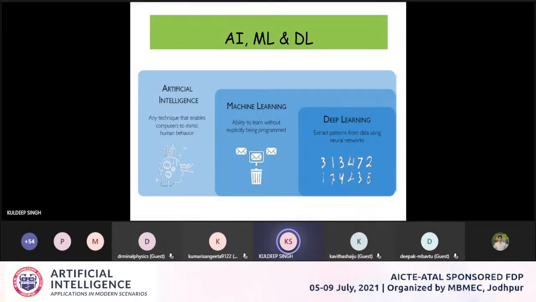The basic difference between traditional machine learning and deep learning is that there was a dedicated step involved in machine learning, that is the feature extraction part. However, in the case of deep learning, it's a complete pipeline which performs the feature extraction as well as the classification part.